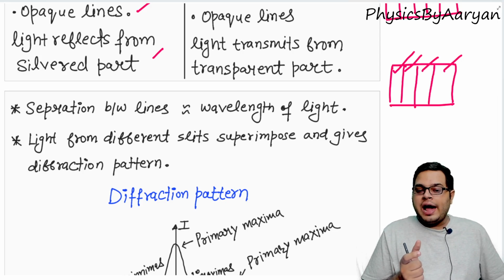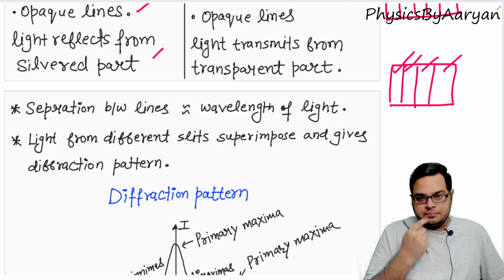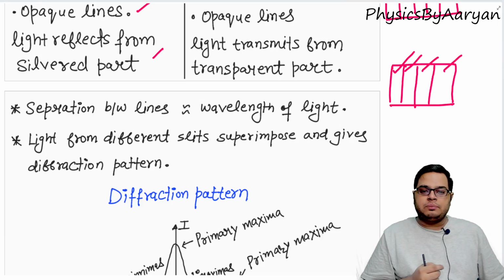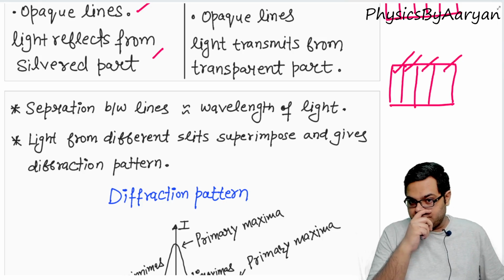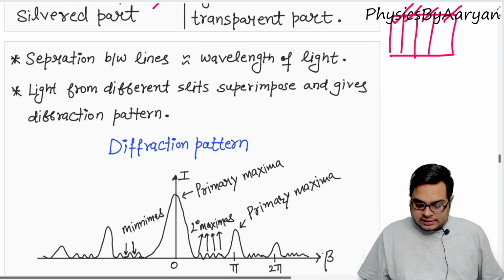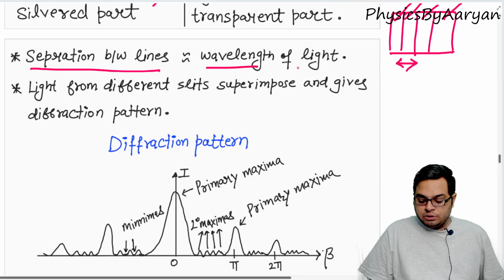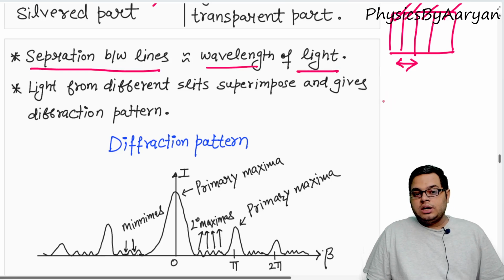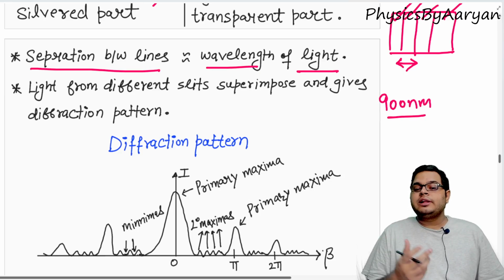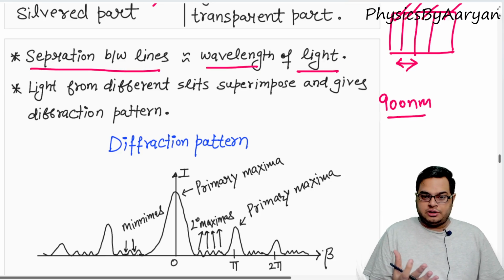If you want to have this experiment successfully conducted, there are 2 things that you need to keep in mind, or at least one thing you need to keep in mind. That is the separation between the lines, or sometimes also known as the distance between the slits. It should be comparable to the wavelength of the light. So if the wavelength of the light is, let's say, 900 nanometer, then the separation between the lines should also be in the same order.